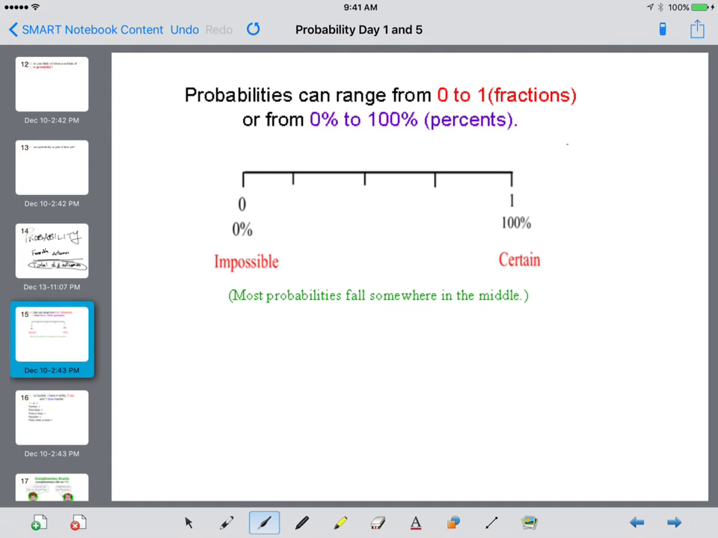So with probabilities, they can range from 0 to 1 in fractions. So it's all fractions. Or we can use them as percentages, 0% to 100%, where something that's 0% probability is impossible to happen, will not happen. Something with 100% probability is certain to happen. It will happen 100% of the time. Most probabilities fall somewhere in the middle. These two cases are special cases.